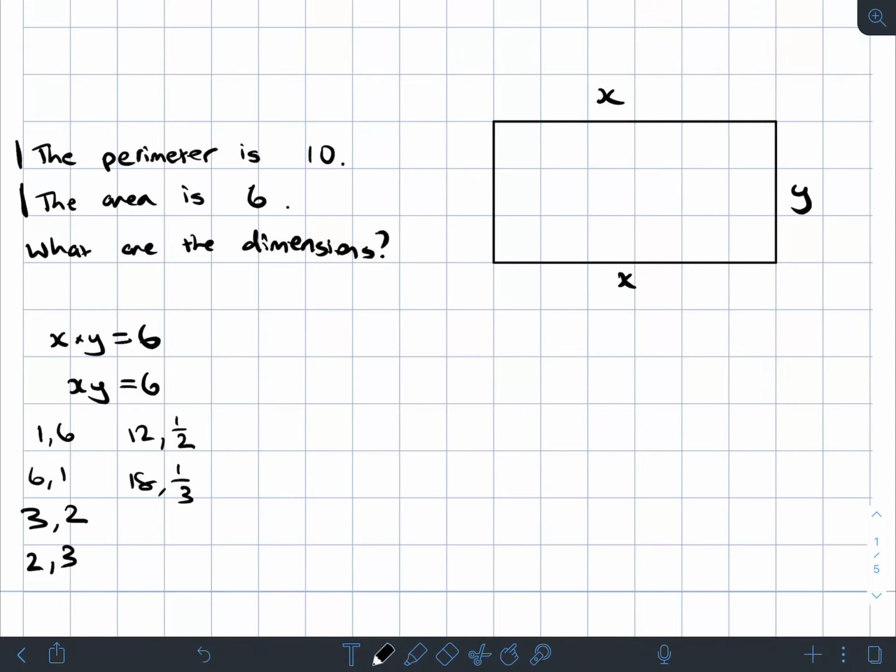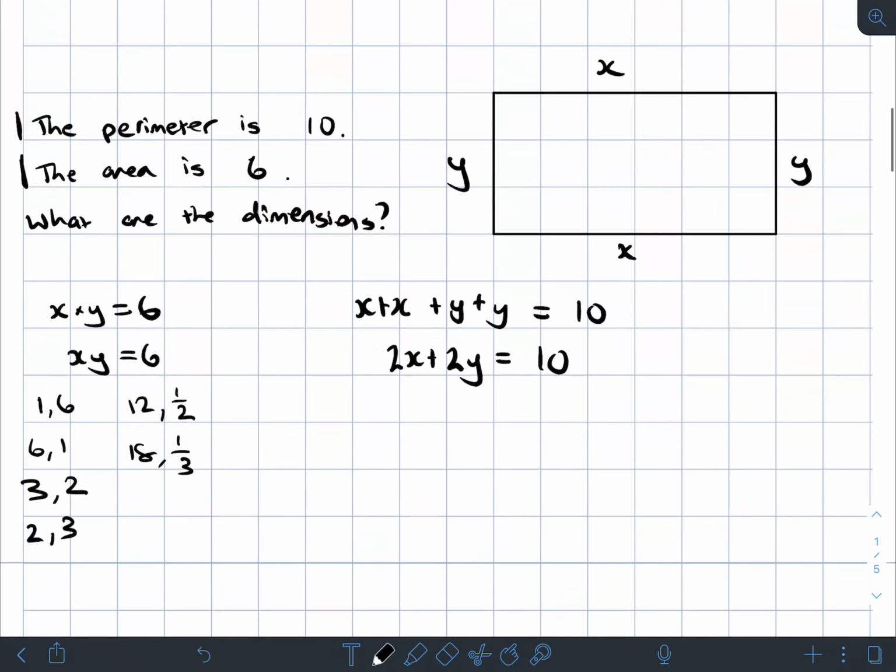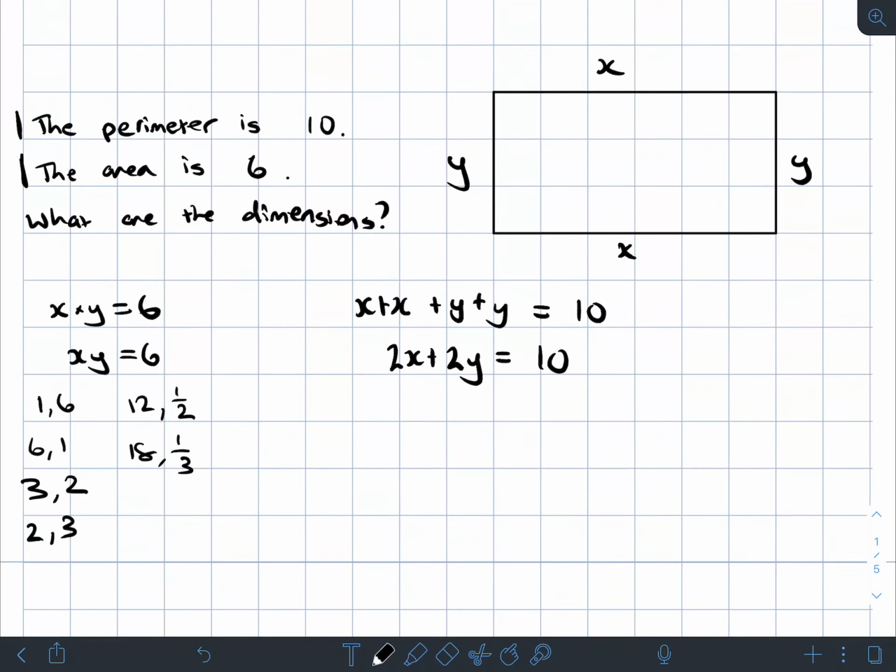Now let's think about the perimeter. So the perimeter is when we add up the lengths of all the sides. So we've got x plus y plus x plus y, and that is all equal to 10. Now we've got two x's here and two y's, so we can simplify that, collect those like terms. Let's think about what different numbers could satisfy this, okay? So we could have x being 1, and 2 lots of 1 is 2. And then that means y must be 4, because 2 lots of 4 is 8. So 1 and 4.